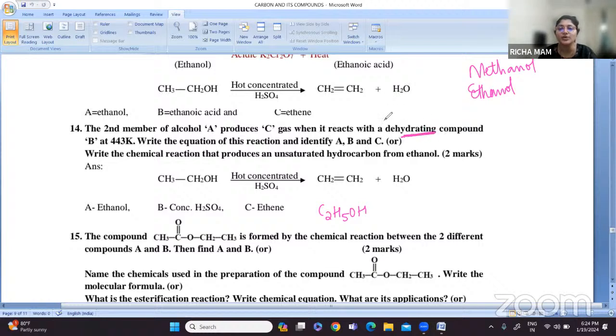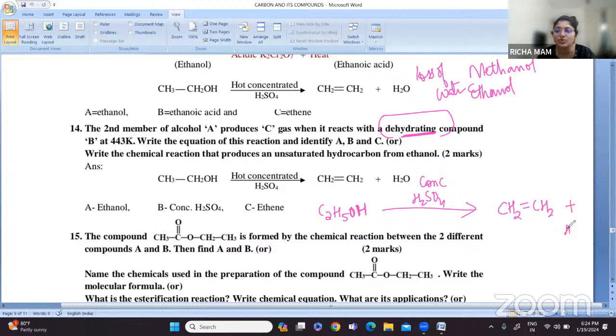Now, what is a dehydrating compound? What do you mean by dehydration? Loss of a water molecule. Which is a dehydrating agent? We can make use of concentrated H2SO4. When we use concentrated H2SO4, your OH will get protonated and will leave as a water molecule. So what do you get? You get CH2=CH2 plus H2O. So this is the reaction.